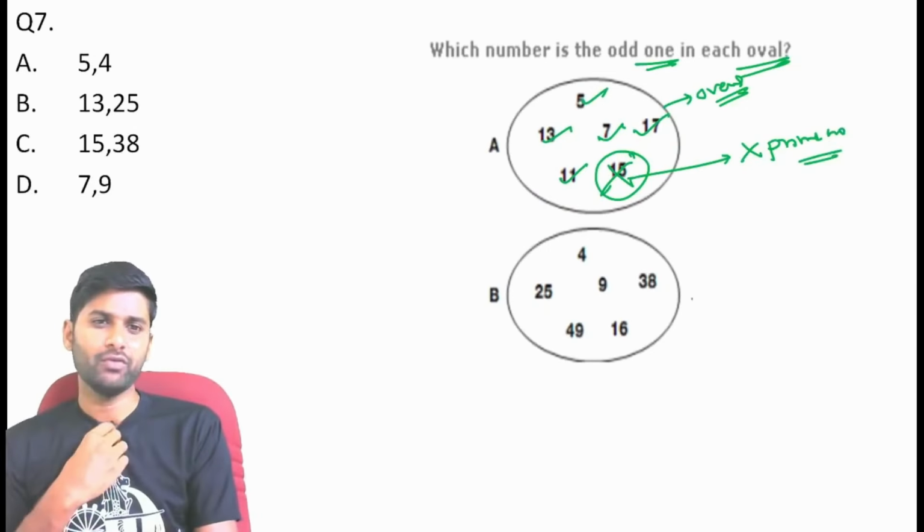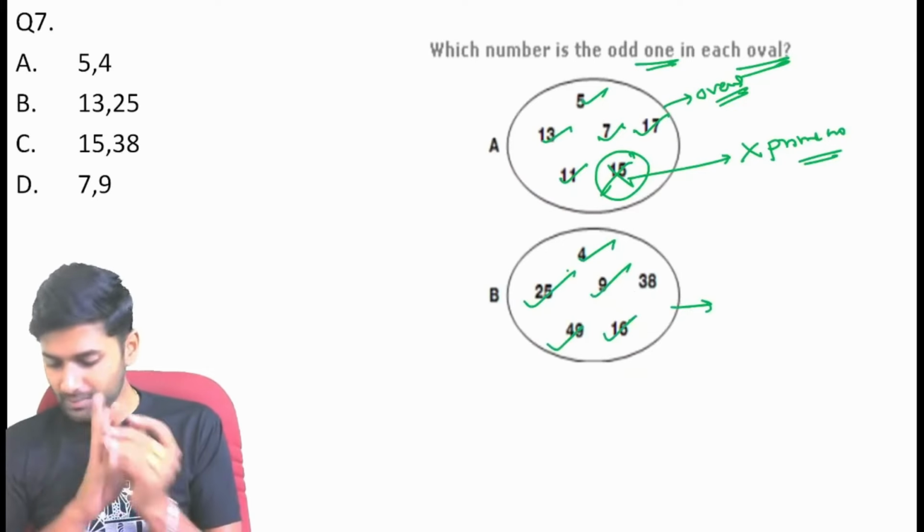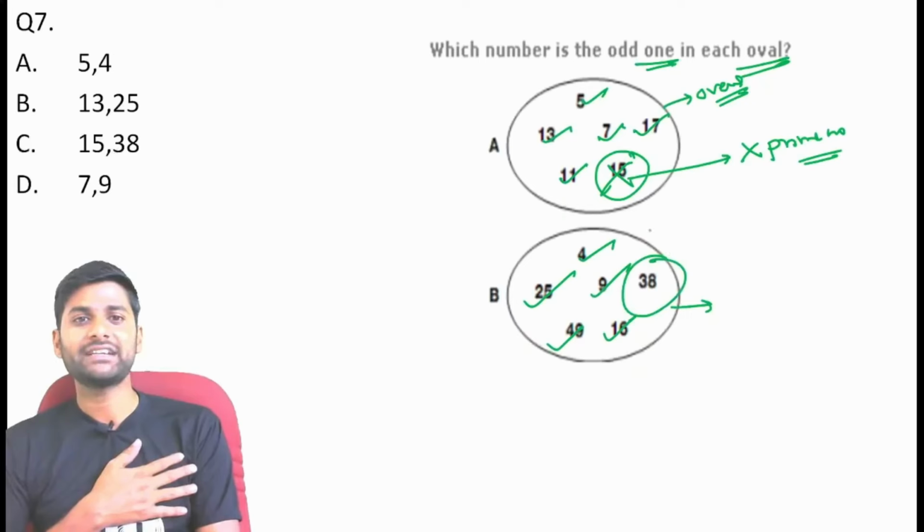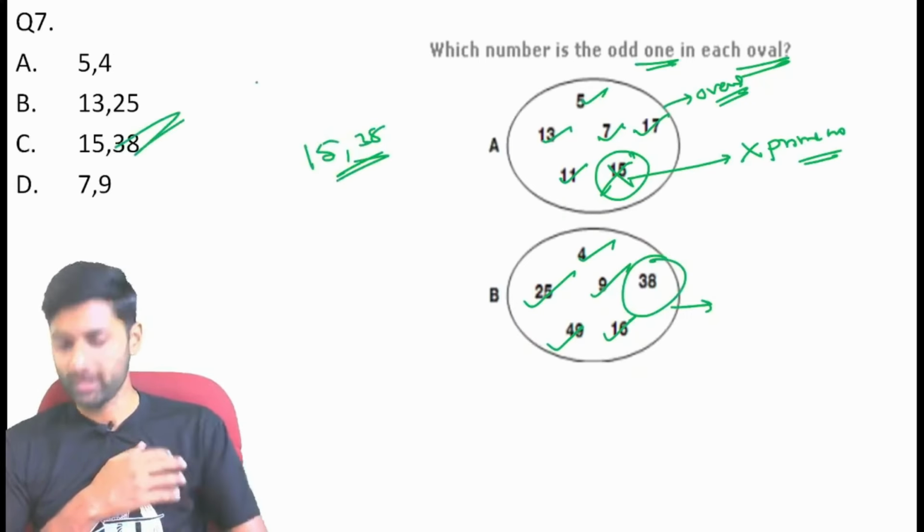Now see oval B. Now see, 4 is a square, 9, 16, 49, 25. All the numbers are perfect squares except 38. So here the odd numbers are 15, comma 38. So 15, comma 38 are the odd numbers.